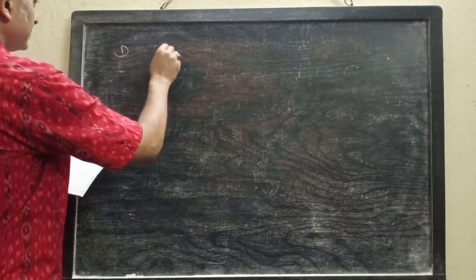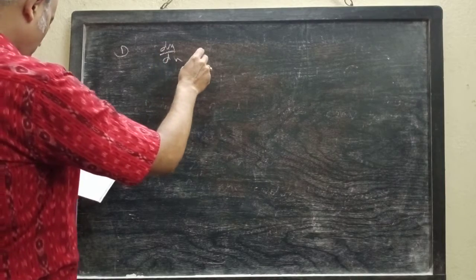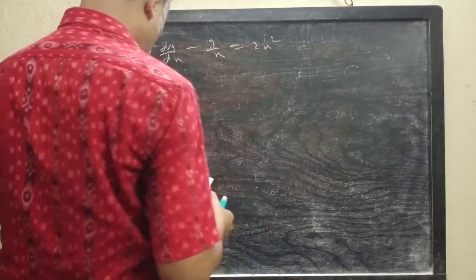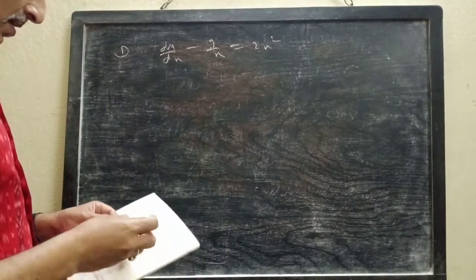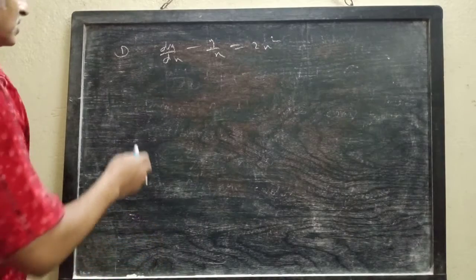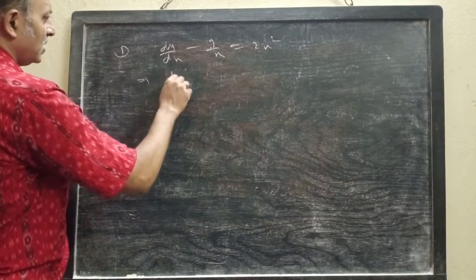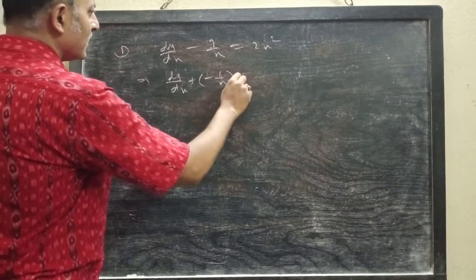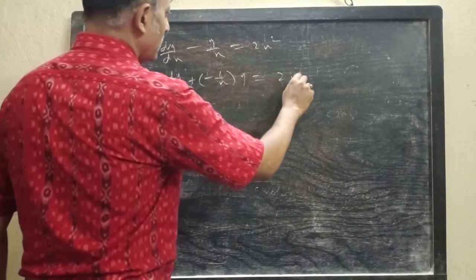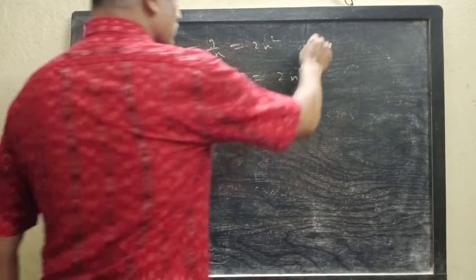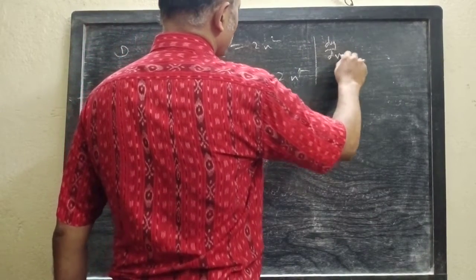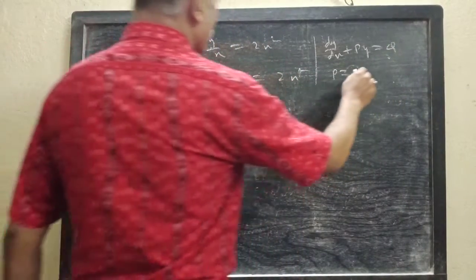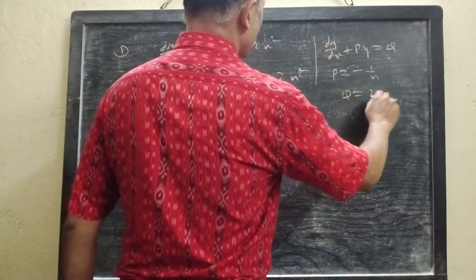Number 1, dy/dx minus y by x is equal to 2x square. Let us first write the equation in the form of a linear differential equation. For this I am writing it this way: dy/dx plus (minus 1 by x) into y equals 2x square. Now compare this with the general form dy/dx + Py = Q. Here P is minus 1 by x and Q is 2x square.